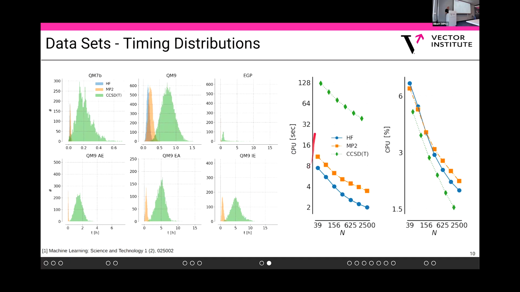Here you see the CPU error, so how long a calculation took, the predictions down to 2 seconds, and here's the relative error. So basically, I trained a model and predicted the timings, so that I have a cost for my Bayesian optimization.